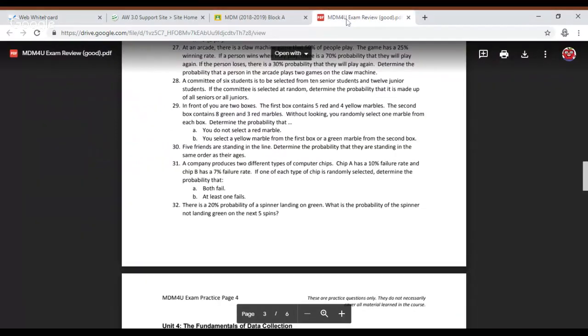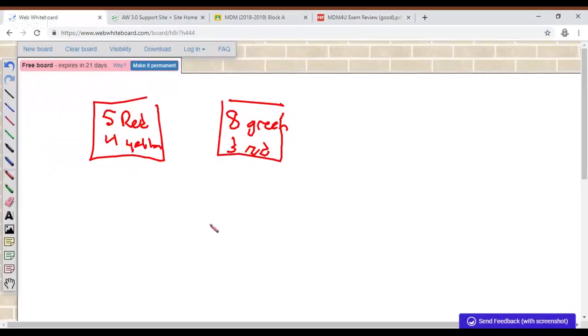So A says find the probability you do not select a red marble. So if I don't select a red marble, then that means here I need a yellow marble, which is 4 out of 9 probability. And then, so 2 different events, they both need to happen, multiply. And then to not get a red, I need a green, 8 out of 11. So that would give me 32 out of 99.